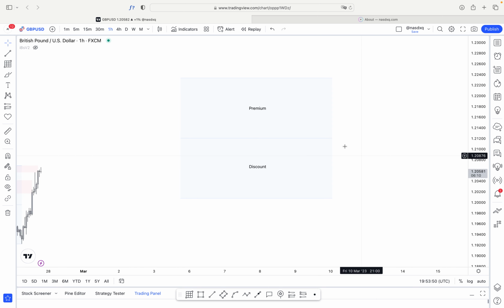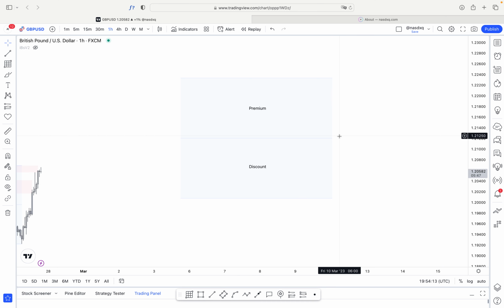Ideally, what you want to be looking for in a downtrend is you'll be drawing this Gann box from your last available high to your last available low, and then you want to see a retracement into this premium zone. Anything on the middle line or above is classed as premium, and it's likely that price is going to sell off from a point within this zone.